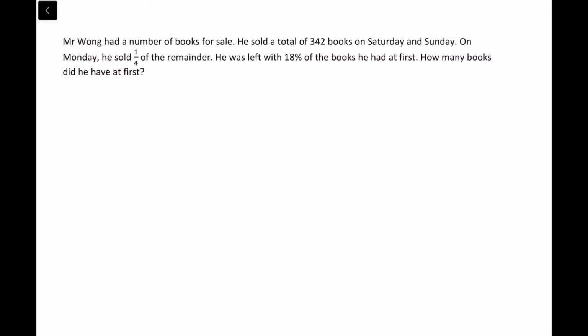Mr. Wong had a number of books for sale. He sold 342 books on Saturday and Sunday. On Monday, he sold 1/4 of the remainder. He was left with 18% of the books he had at first. How many books did he have at first?